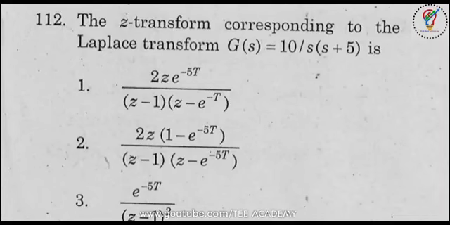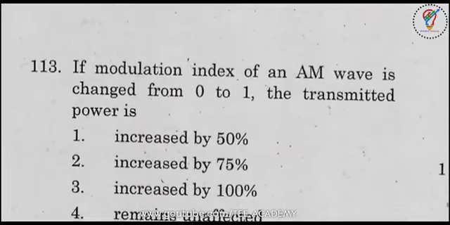The Z transform corresponding to the Laplace transformation G(s) is equal to 10 divided by s into s plus 5 is. So for this particular question the answer is 2 into z into 1 minus e power minus 5t divided by z minus 1 into z minus e power minus 5t is the right answer for this question here. And move to the next question.